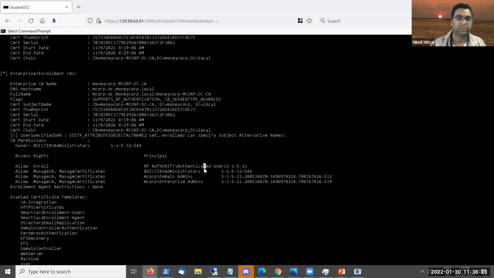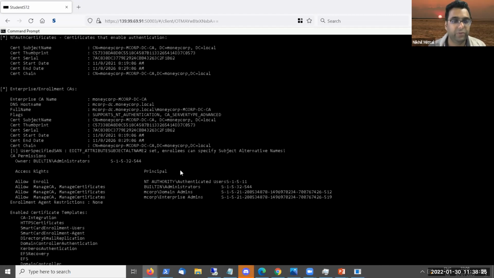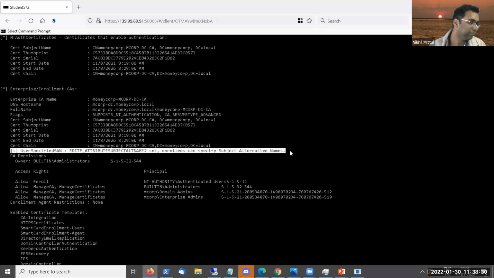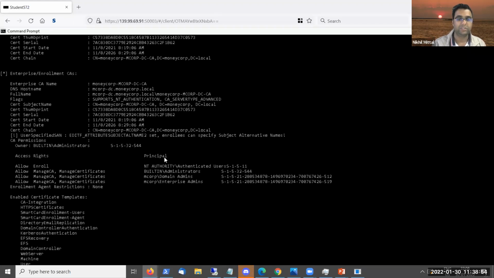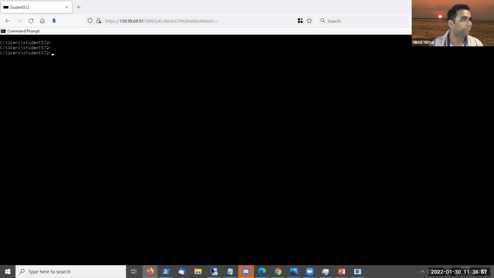Now, if you look here, one thing that stands out is this. One of the ESC methods, the privilege escalation methods that we discussed, I believe that is ESC6. EDITF_ATTRIBUTESUBJECTALTNAME2. This is set on the CA. This is not a template related issue, but a CA related issue. This is a misconfiguration in the CA itself. So this is something that we can also abuse.